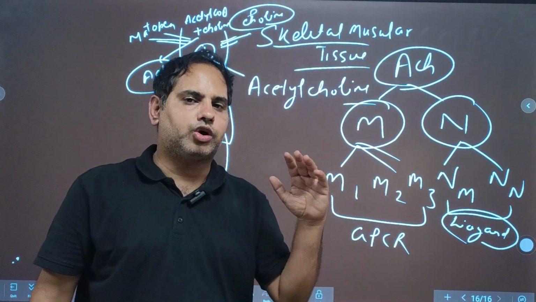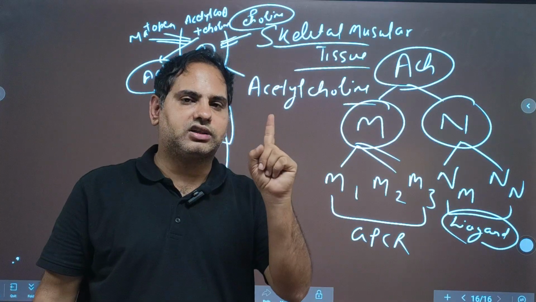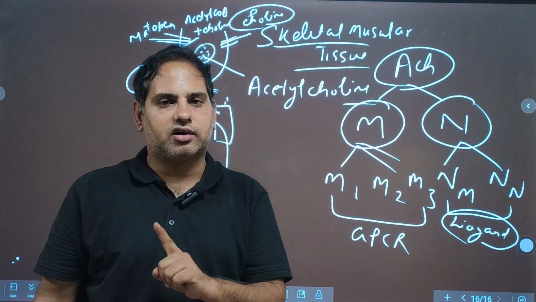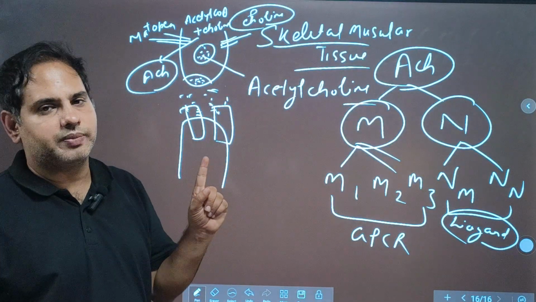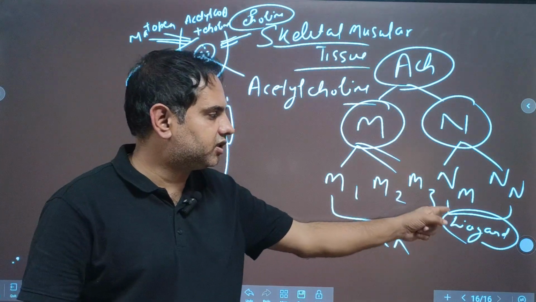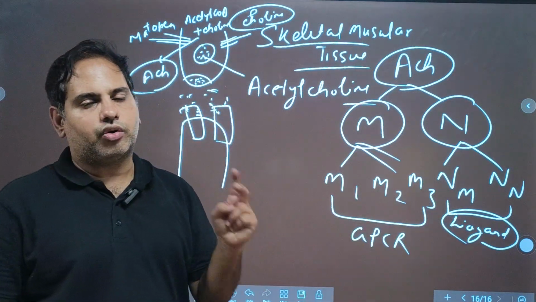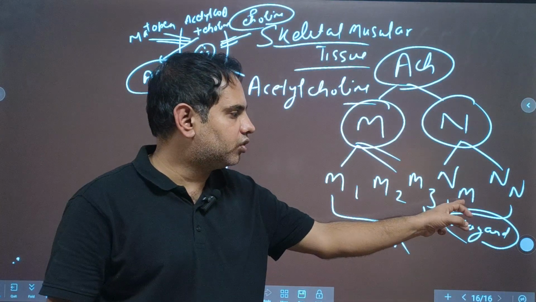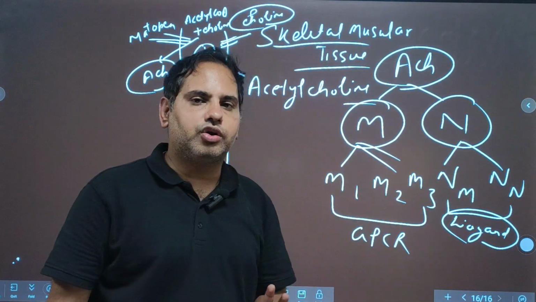And if you remember, when we talked about adrenaline and noradrenaline, the receptors are alpha and beta, and both alpha and beta receptors belong to GPCR. None of the sympathetic system receptors belong to ligand gated. Ligand gated ion channel receptors are your nicotinic receptors, and nicotinic receptors are of two types, NM and NN. NM is on neuromuscular junctions and NN is on autonomic ganglia.